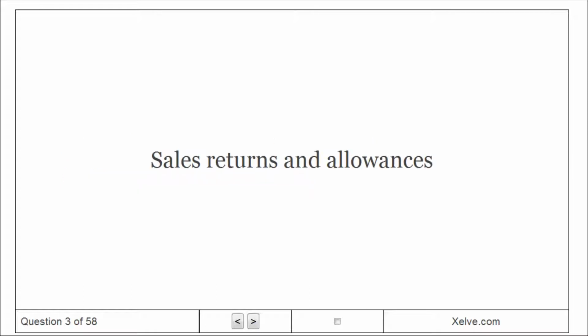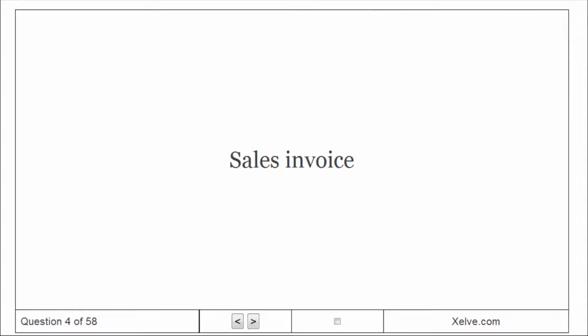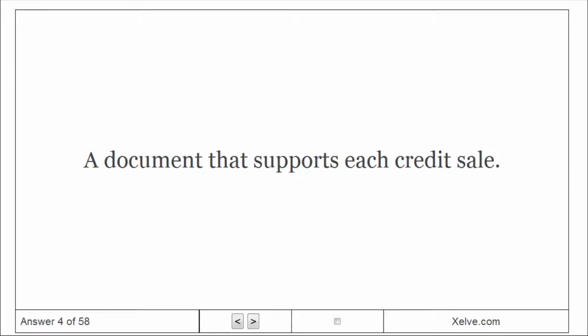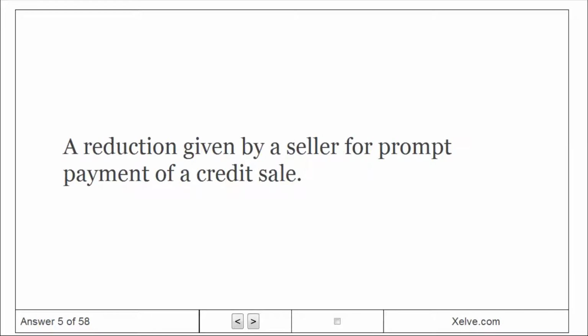Sales returns and allowances. Purchase returns and allowances from the seller's perspective. Sales invoice. A document that supports each credit sale. Sales discount. A reduction given by a seller for prompt payment of a credit sale.